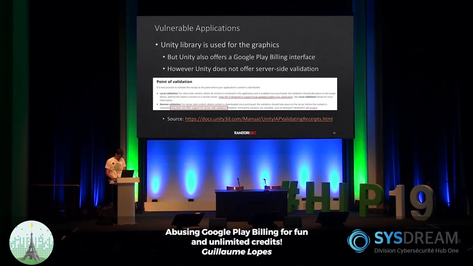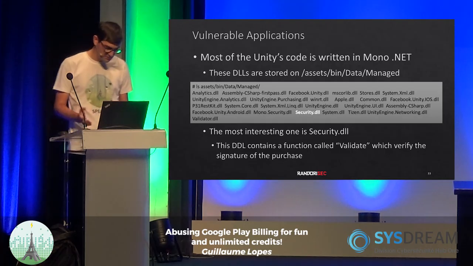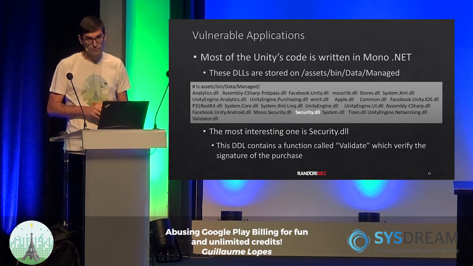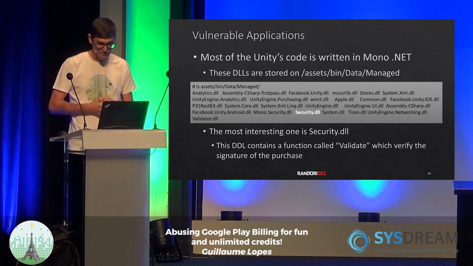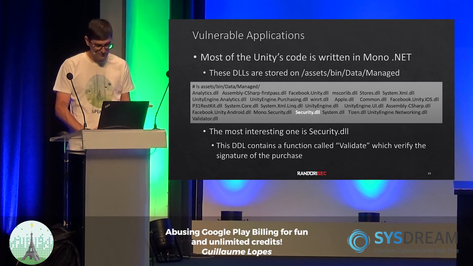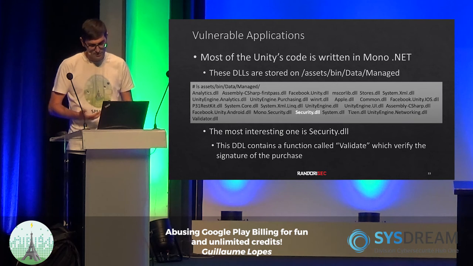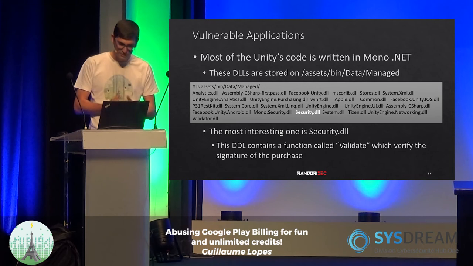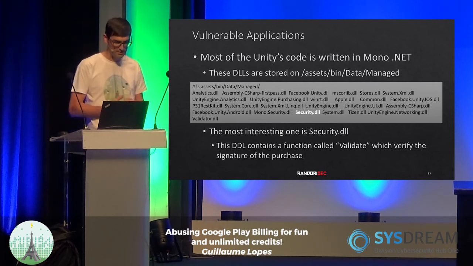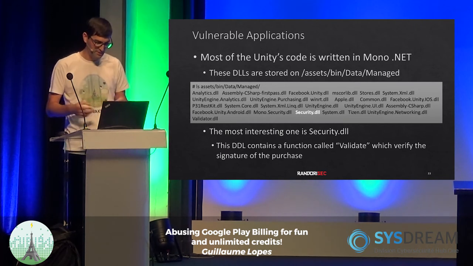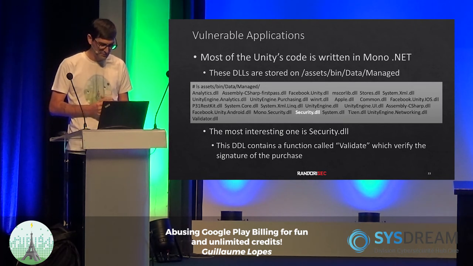In fact, the last versions of Unity are mostly developed in Mono .NET, and so those DLLs are embedded in the Android application. If you look in the assets directory of the Android application, in the managed subdirectory, you find a lot of DLLs and one interesting one called security.dll. And because it's .NET, it's cool because we can decompile it easily without debugging assembly code for hours.